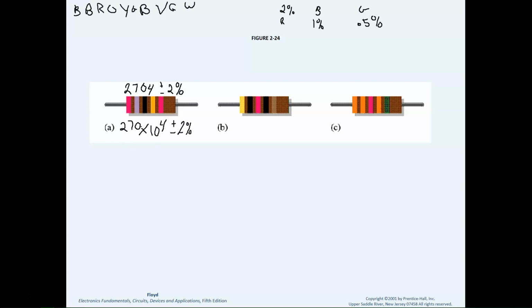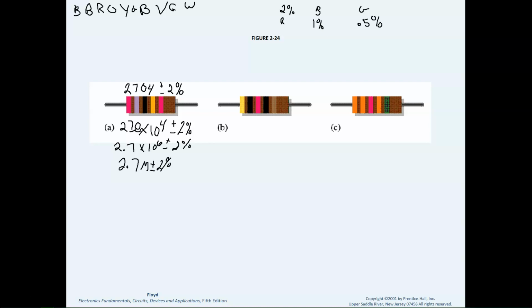So translating that into proper notation, moving our decimal 5 places, we have 2.7 times 10 to the 6 plus or minus 2%, or 2.7 mega. Proper notation is key, guys.